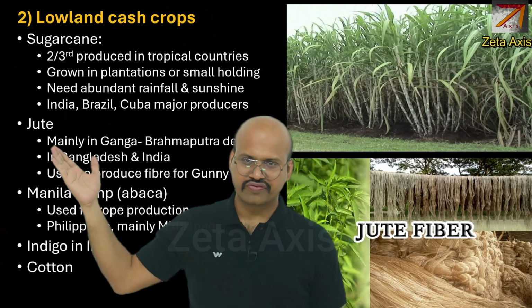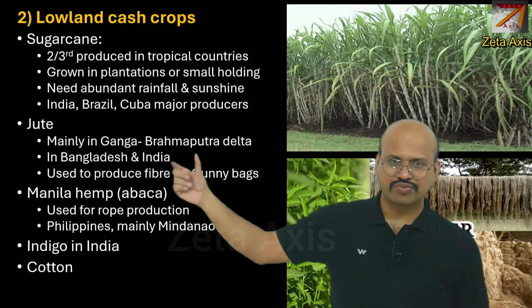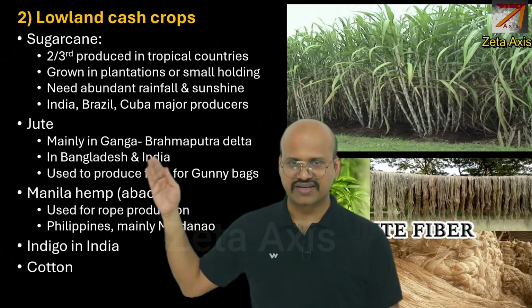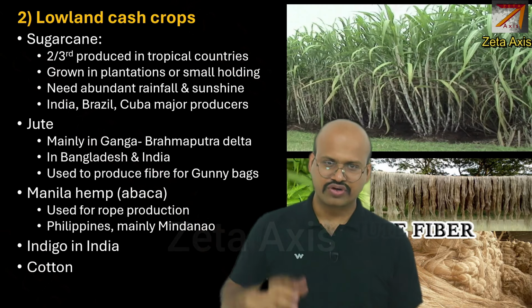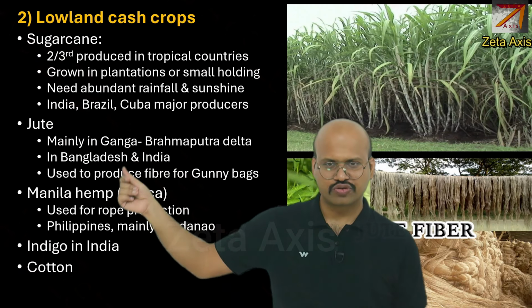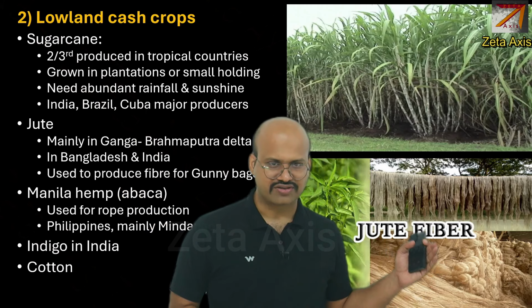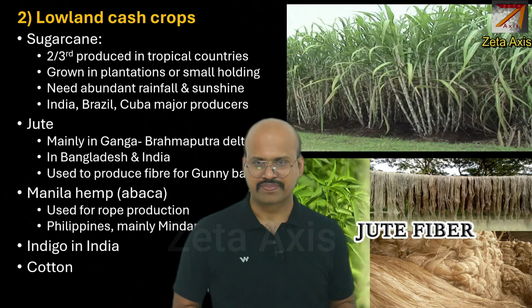Then comes jute, which is mainly confined to Ganga-Brahmaputra Delta, that is in Bangladesh and in India. Even in India, it is confined to Odisha and West Bengal. It is used to produce fiber for gunny bags. So these kinds of fibers are produced from the jute plant.